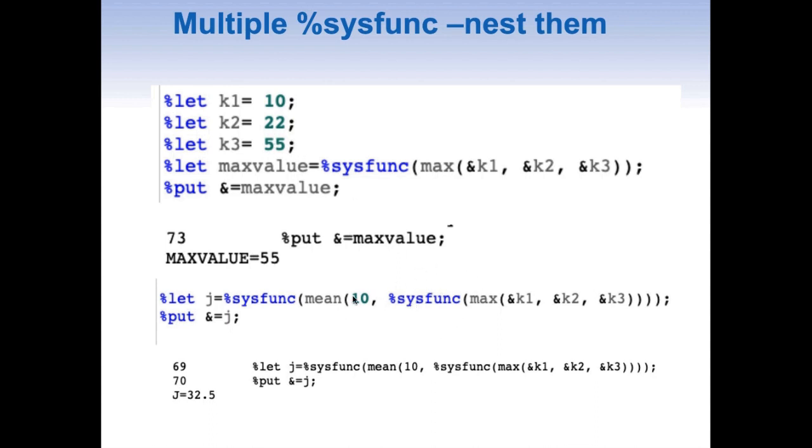And once we have this value, the second %sysfunc is applied and we get our result of mean, that is 32.5. The important point I want to mention is this is very similar to datastep, wherein we have to use multiple functions. What we simply do is nest them. We can also nest %sysfuncs, and then we use our functions very similarly to what we do in datastep.